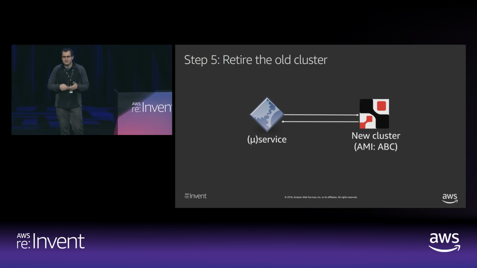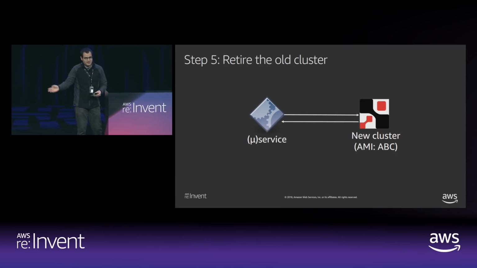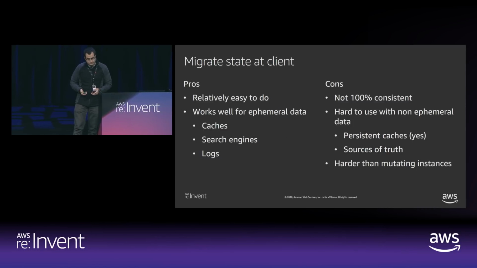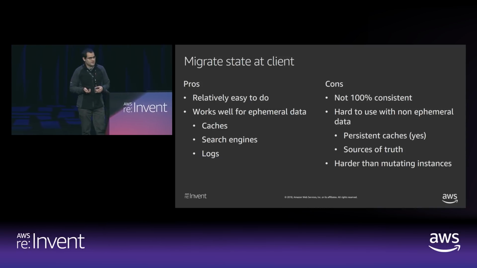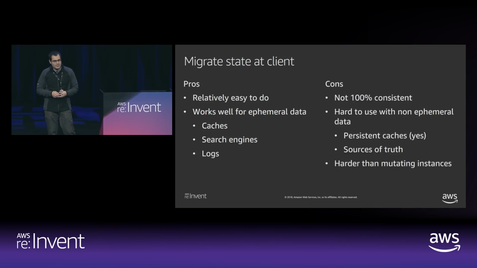This is something that the cloud makes very easy, because we can just make a new cache cluster, move writes over, and then tear down the old one. Something that's very unique to cloud infrastructures. So migrating state at the client, compared to, for example, mutations, has some pros and cons. One of the pros is that it's relatively easy to do, and it works well for ephemeral data stores, so things like caches, search engines, logs, Kafka, Elasticsearch, Memcache.